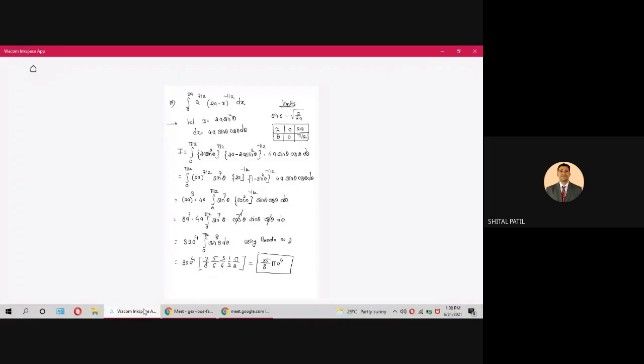Can I change the page? Let me change the page.